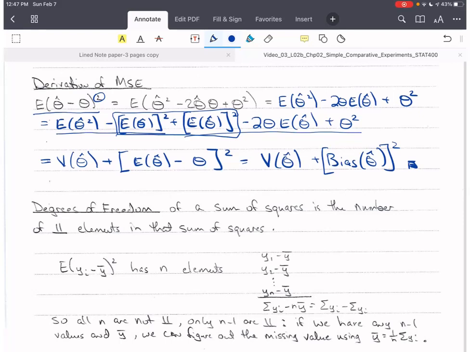All right. So the degrees of freedom of a sum of squares, something that you might see abbreviated SS for sum of squares, is the number of independent elements in that sum of squares. So here's an example. We have the sum of yi minus y bar quantity squared, where i is equal to 1, 2, up to n. So there are n quantities here.